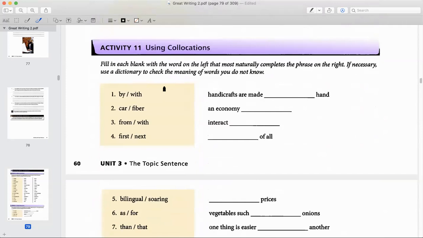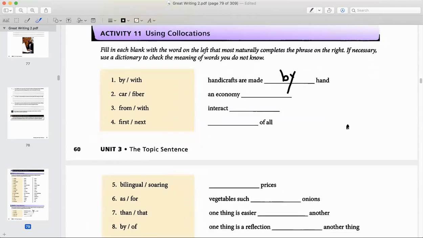And same thing here. Handicrafts are made hand. The way you say some of these things in Korean is different from how you say them in English, so pay attention to that. I think some students might think with hand, sonoro 만졌다, but it's by hand in English. Handicrafts are made by hand. And you can do the rest of those by yourself.